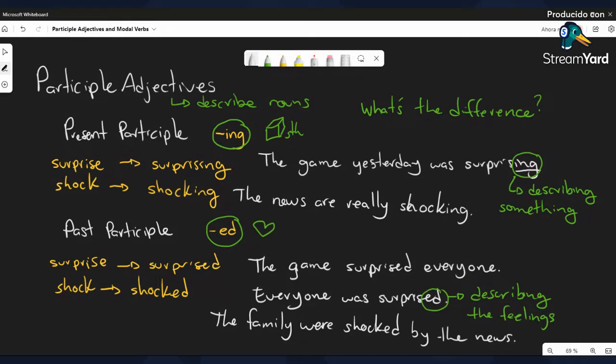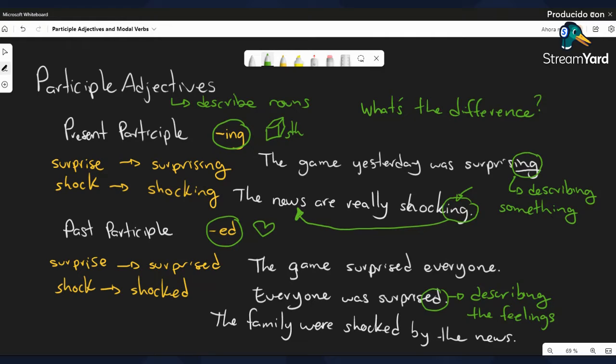I use ing for describing something, as you can see here, shocking. What am I describing here with shocking? I'm describing the news. I'm telling you more information about the news. How were the news? They were shocking, and I put ing.